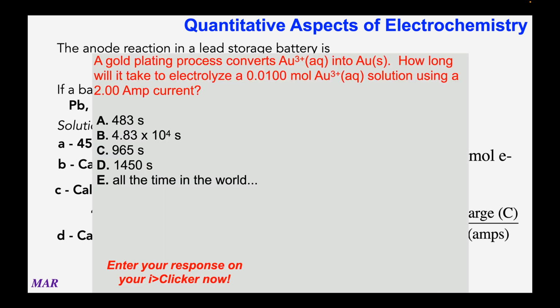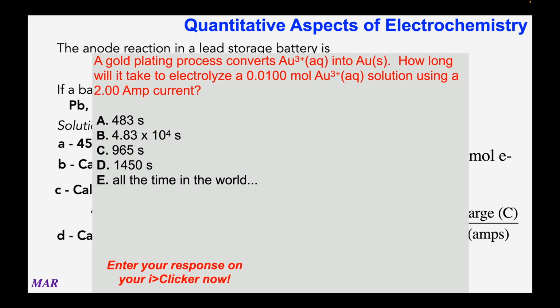In this question, we're converting gold 3+ into gold metal. And the question is, how long, time, will it take to electrolyze, i.e. turn gold 3+ into gold? We want to know how long it's going to take to do this for 0.0100 moles of gold 3+. And we're using 2 amps, 2.00. That means 2.00 coulombs are being transferred per second. And we have all those different times down there.